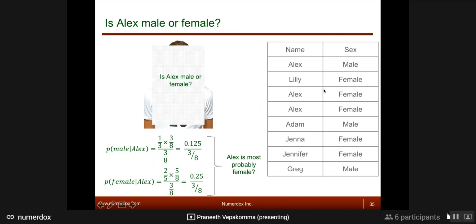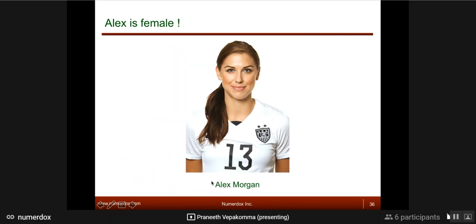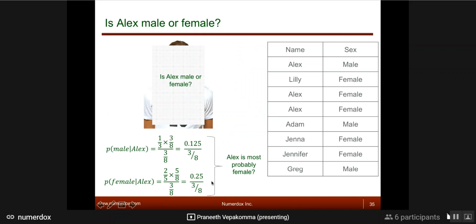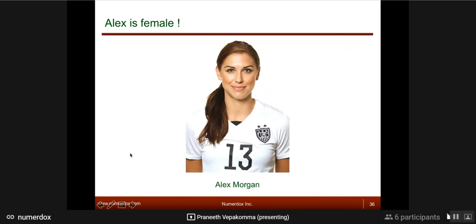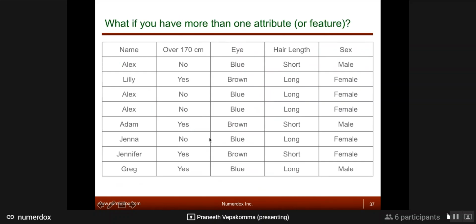You can do this carefully by looking at this table, or you can even make this into a piece of code that will compute it given a table of this kind, using this formula. Then you compute the same for female, and then you see which is greater. The greater one would be the answer. It happens that the female part of the computation is the answer. So you're saying given an Alex, the chance for female is higher. So that's the answer of the classifier.